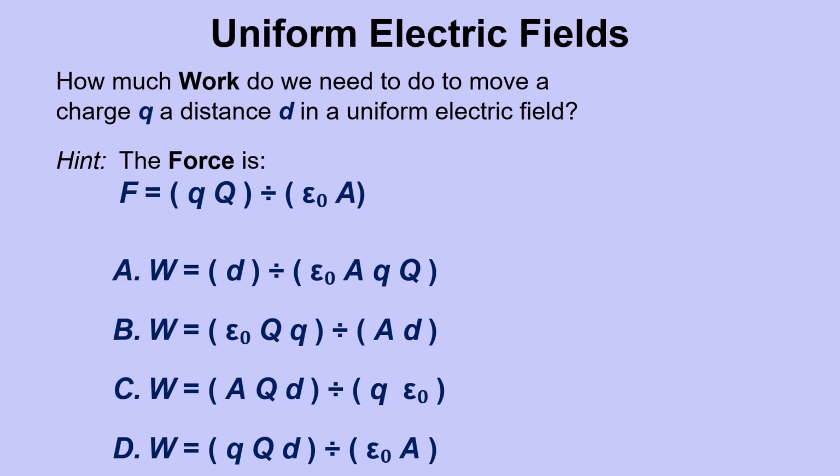But remember, work is always force times a distance. And we know what the force is. It's just QQ over epsilon naught A. And we're just exerting that force over a distance that we're calling d. So even though it might look quite tricky, it's actually quite a simple one to figure out. So see what you get for the work there. See which of those options is the amount of work we need to do to move a charge.